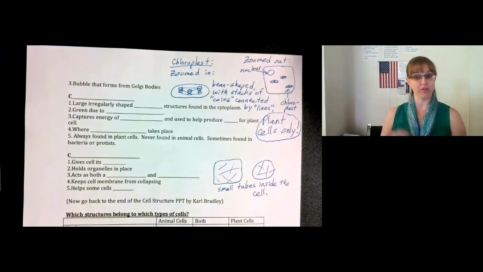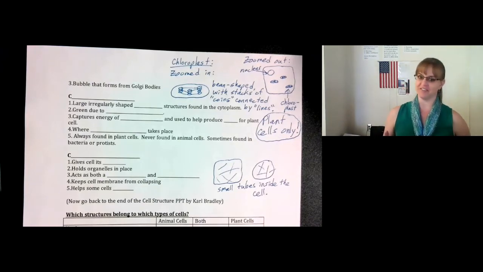Mitochondria are found in both plant and animal cells. But chloroplasts are only found in animal cells because those make food, and plants use the sun to make their own food. Animals have to eat food, they don't make their own food.